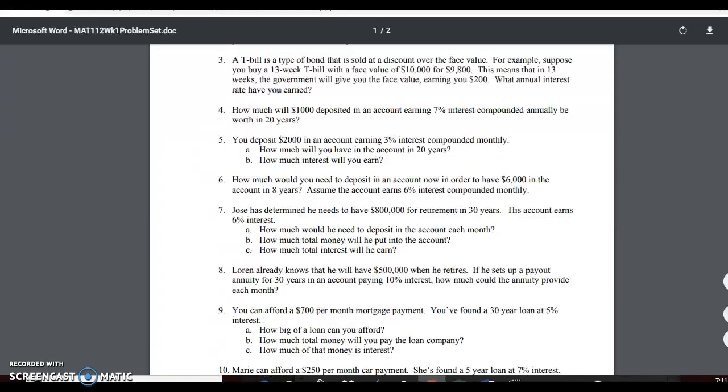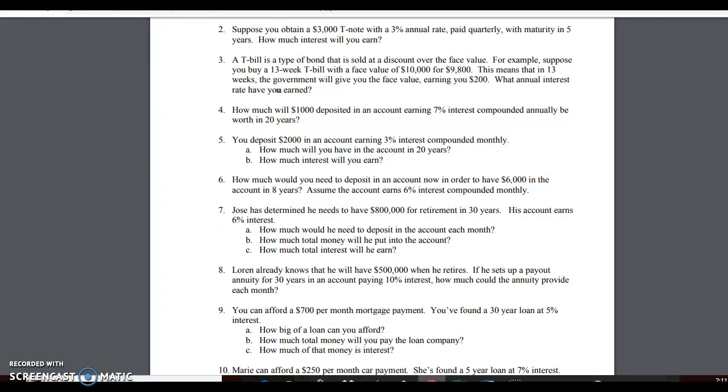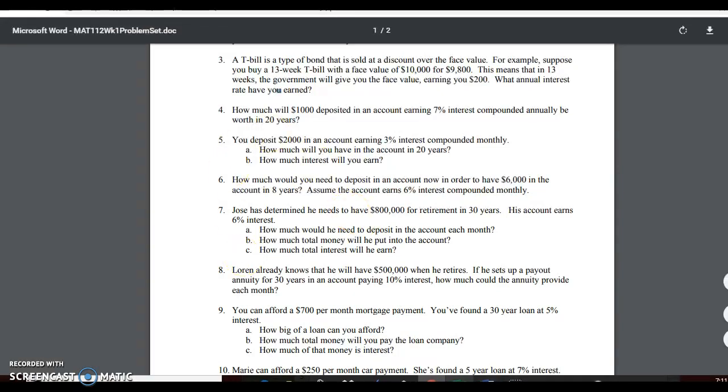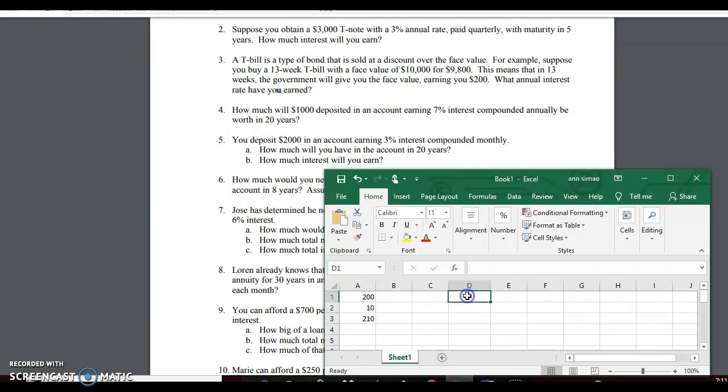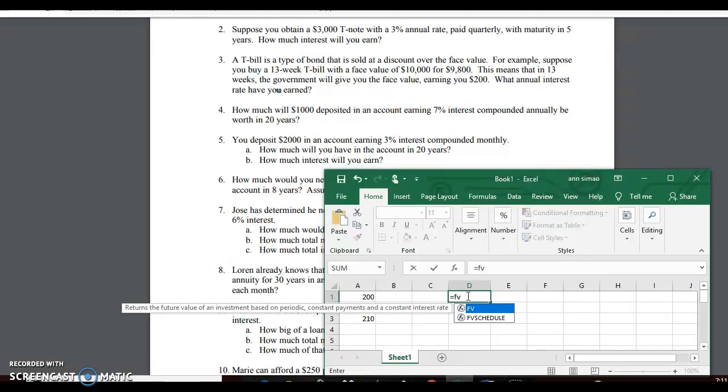That's the straight interest. Another one that we can look at is number 5 here. You deposit $2,000 in an account earning 3% interest compounded monthly. For part A, how much will you have in the account in 20 years? So if I come into my Excel here, I'm actually looking for a future value. So if I type equals FV, that's going to be future value.